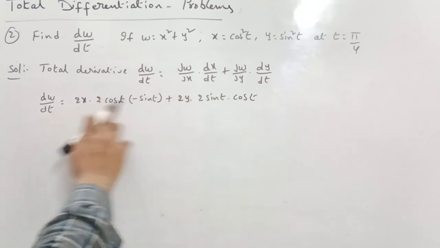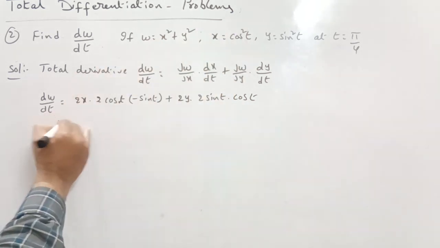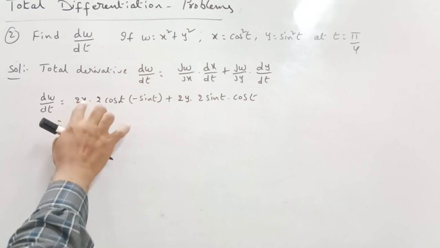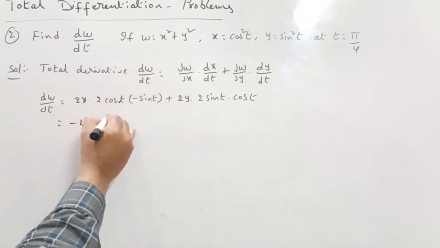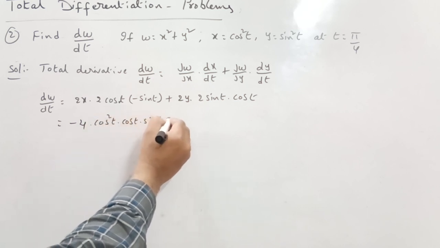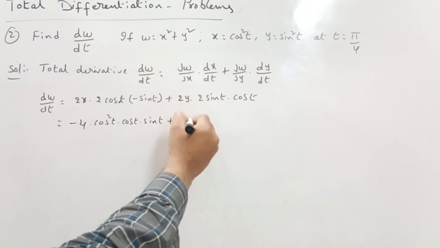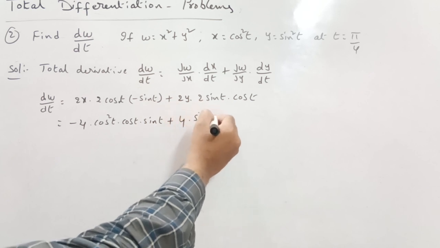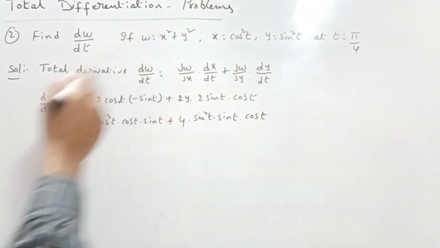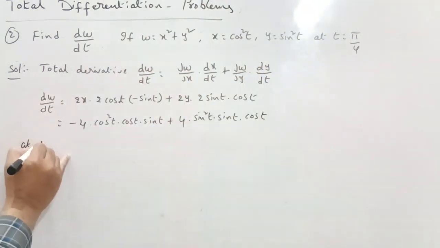Now substitute the x and y values here. If I substitute the x value, 2 into 2, 4, minus 4. The x value is how much? Cos square t into cos t into sin t. 2 into 2, 4. The y value is what? Sin square t into sin t into cos t. Where he is asking at t is equal to pi by 4.